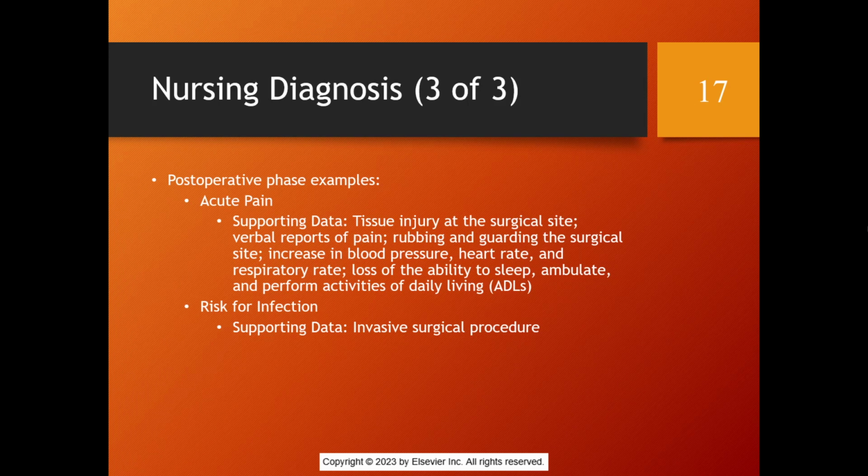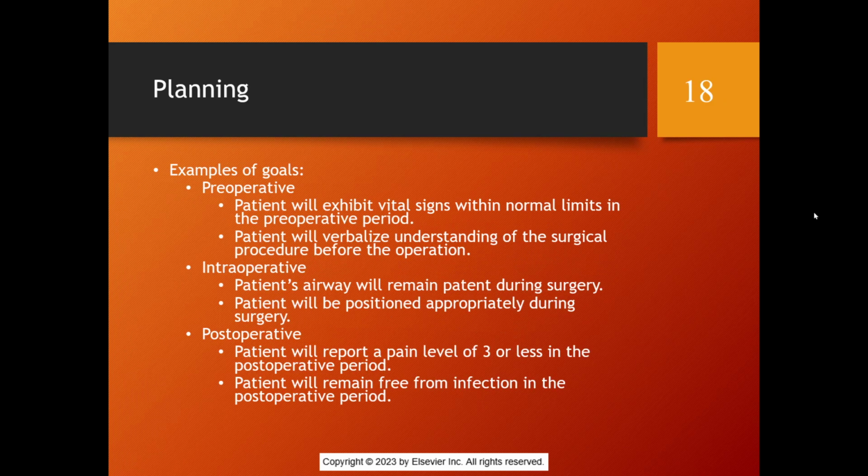Slide 18. In terms of planning, some examples of goals for the patient during the different phases of surgery could include: Preoperative. The patient will exhibit vital signs within normal limits in the preoperative period. The patient will verbalize understanding of the surgical procedure before the operation. Intraoperative. The patient's airway will remain patent during surgery. The patient will be positioned appropriately during surgery. Postoperative. The patient will report a pain level of 3 or less in the postoperative period. The patient will remain free from infection in the postoperative period.